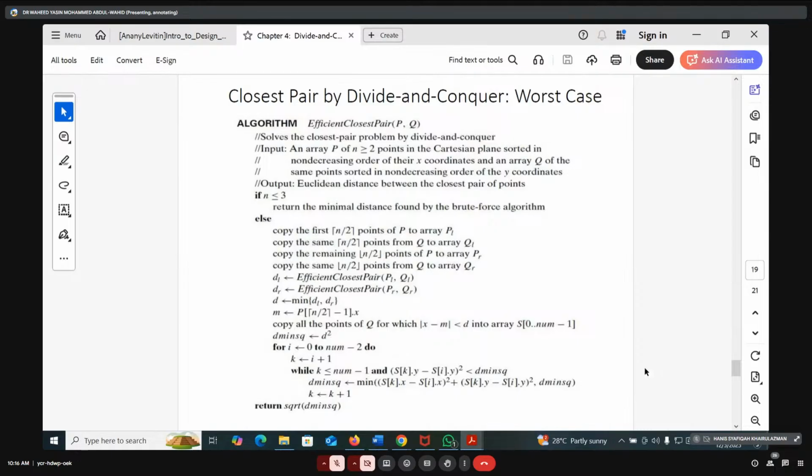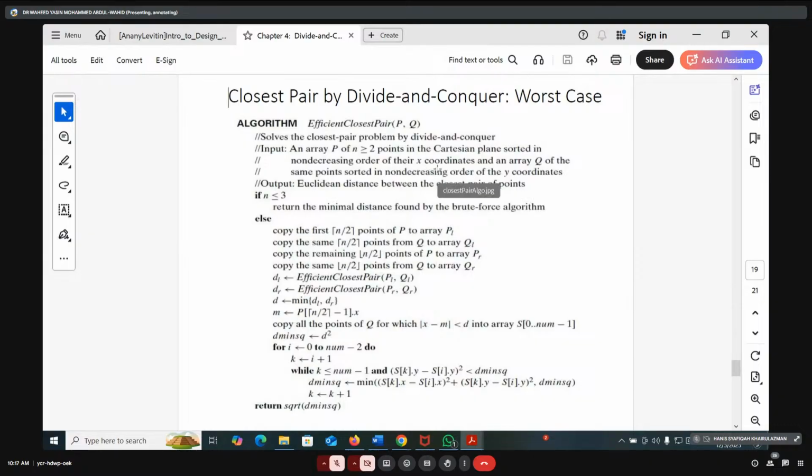Efficient closest pair PQ. Okay. So we solve the closest pair problem by divide and conquer. Input: an array P of n greater than or equal to 2 points. So here at least we have 2 points in the Cartesian plane, stored in non-decreasing order of their x coordinates.